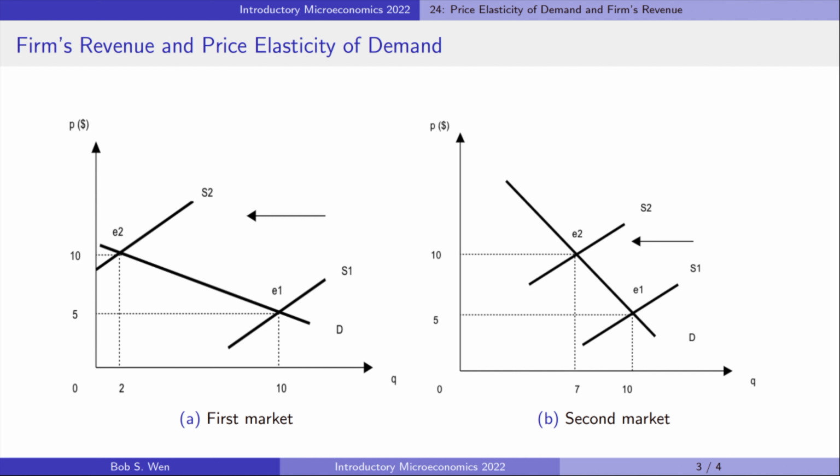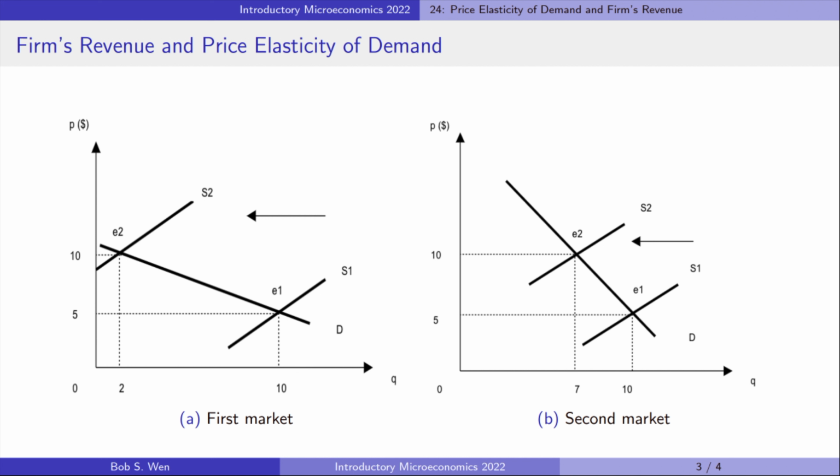After the markets reach the new equilibrium E2, the new revenues in the two markets are different. For the first market, it is $10 times 2, or $20. For the second market, it is $10 times 7, or $70.